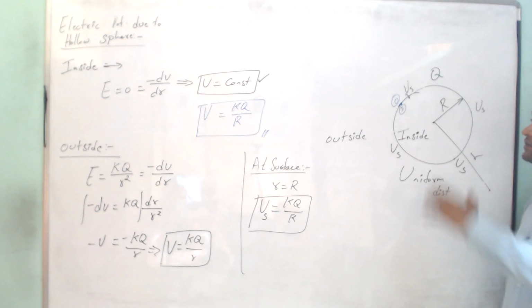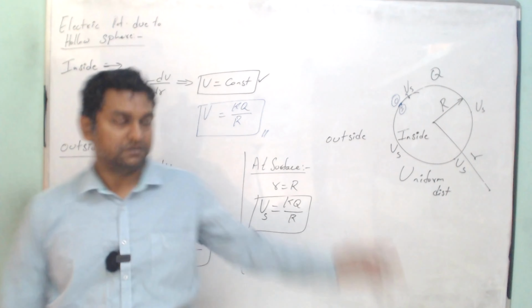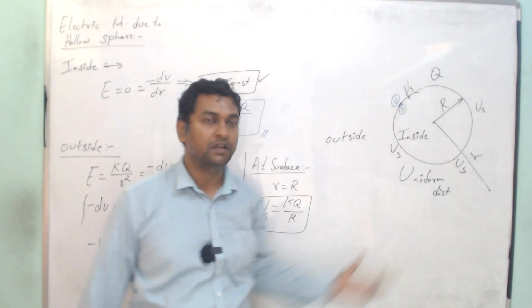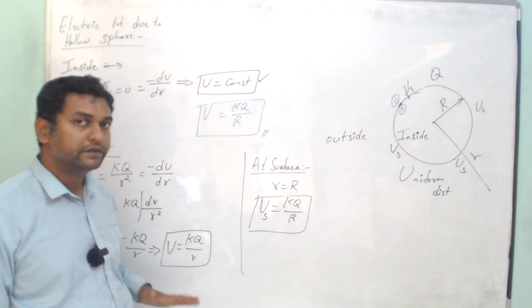Outside the door, even if it's a small or large distance, the variation of potential will occur according to this equation. Is it clear?